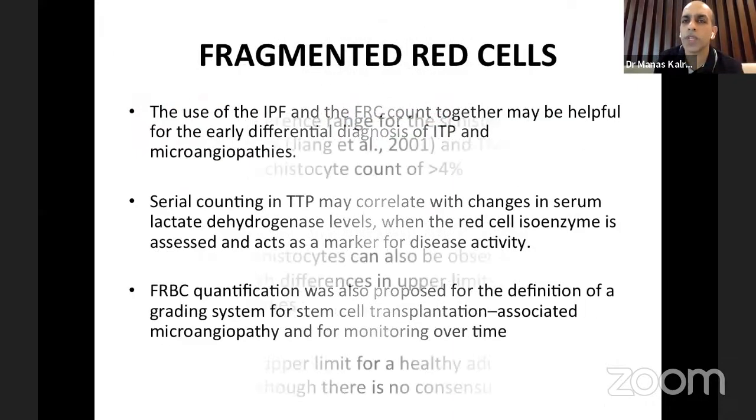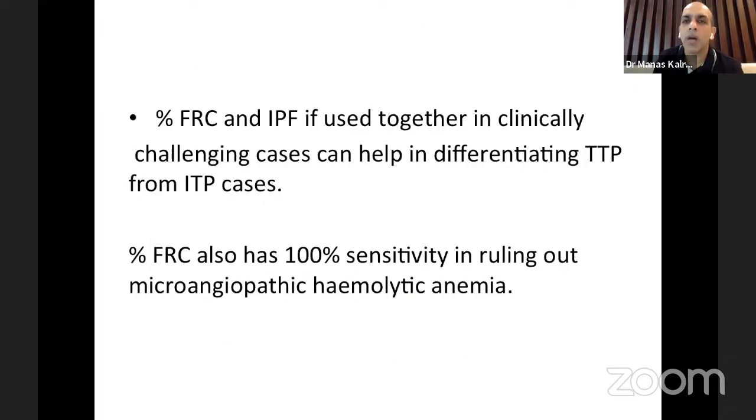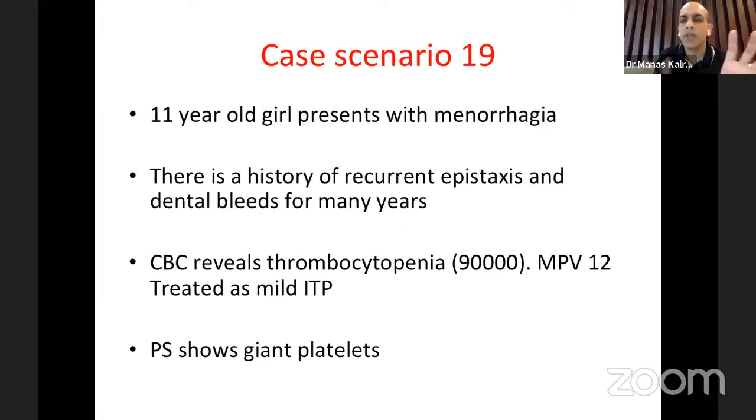I'll skip this because of the lack of time and just wind it up with the last one or two cases about platelets. So this is an 11-year-old girl who presents with menorrhagia. There is a history of recurrent epistaxis, dental bleeds. Again, there is thrombocytopenia being treated as ITP. Now you see that the platelet count is not very low. The platelet count is kind of okay.